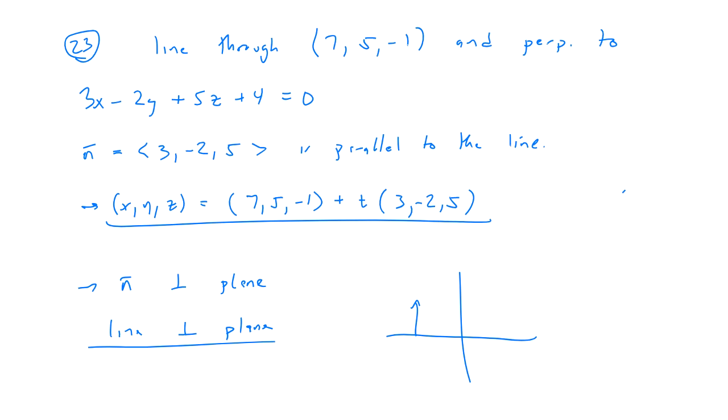Oh, so what we need to get the equation of a line is a point and a vector that's parallel to the line. So that's why this works. 11.